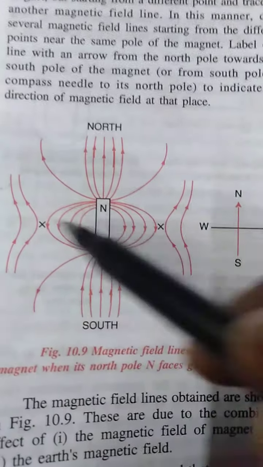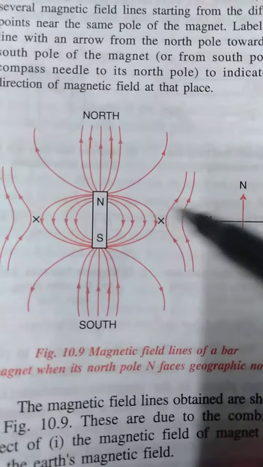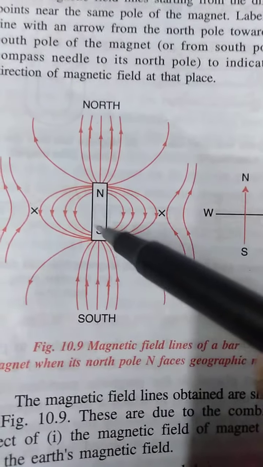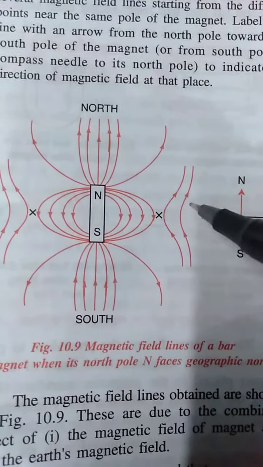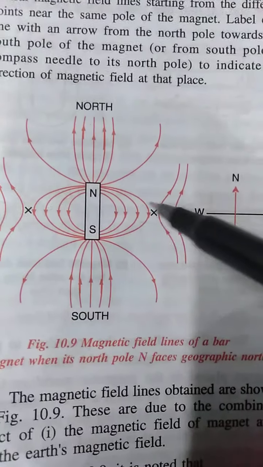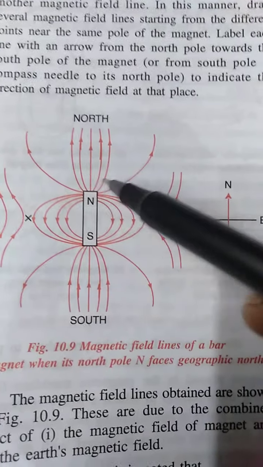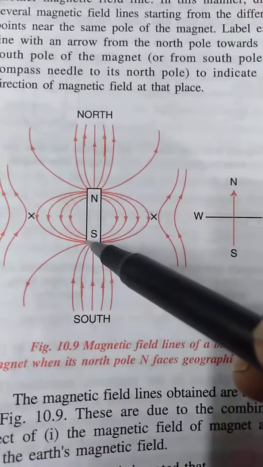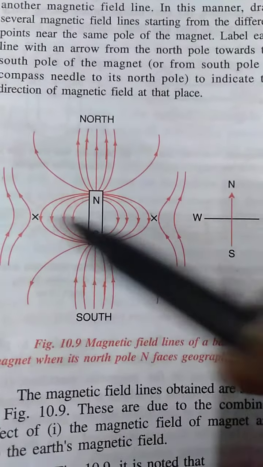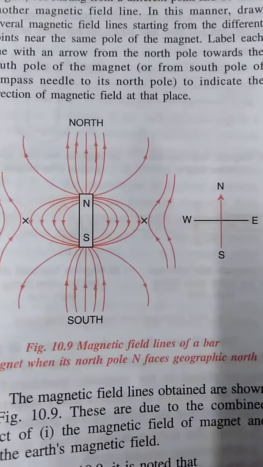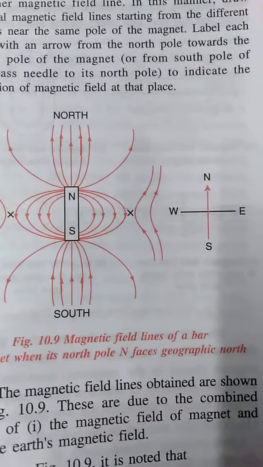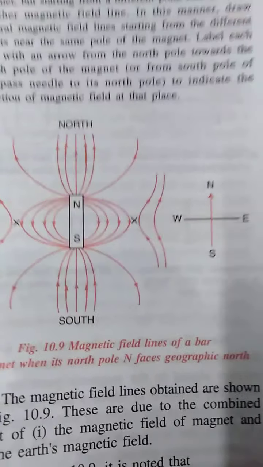Along the line perpendicular to the axis, this is called the axis of the magnet, perpendicular to the axis we will find the neutral points. Why? Because here and here the magnetic field due to this magnet is neutralized by the magnetic field of the Earth. So these two crosses that you can see are the positions of the neutral points. Okay.